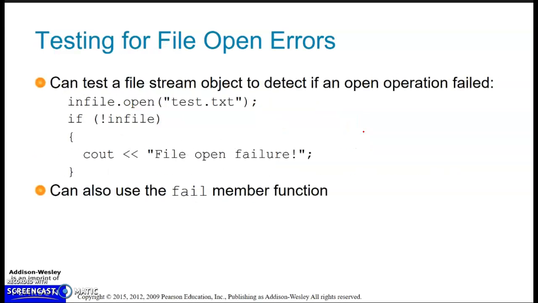So we can test a file stream object to make sure that there aren't any operation failures. So in this case, infile is calling to open up test.txt. And as long as that is not an infile, the idea is if the file didn't exist, then there could be a thrown error so that the user knows that there was a problem. And that problem might be that the file did not previously exist.